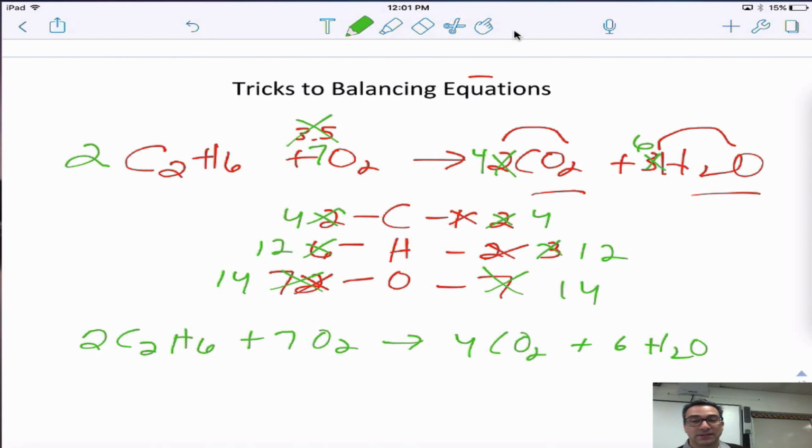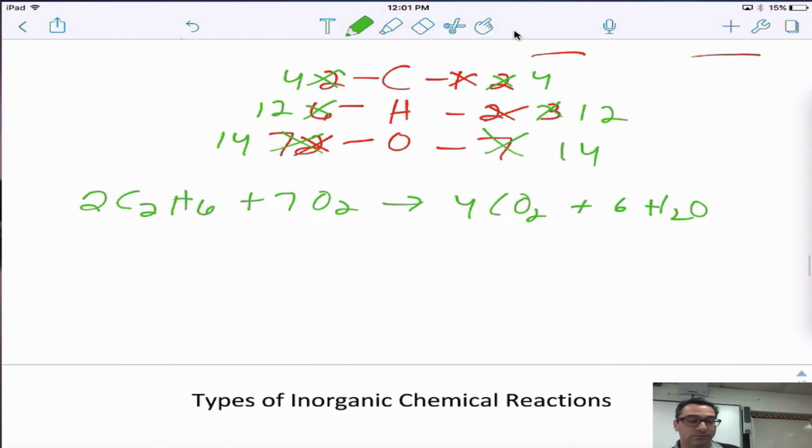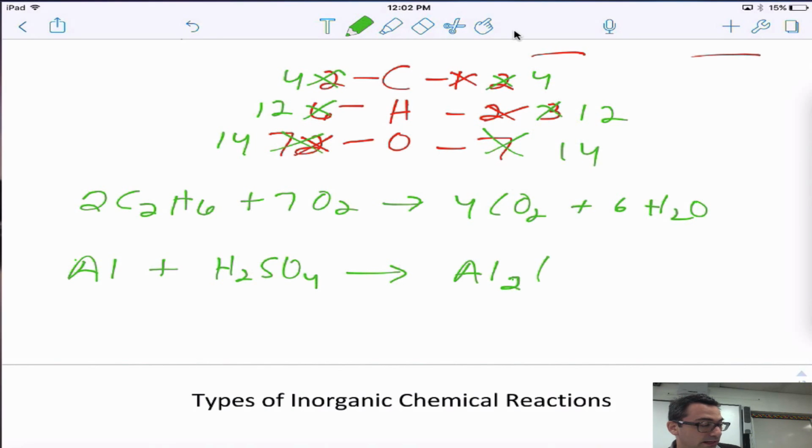Now, let's say that I have something with a polyatomic ion in it, and this is where knowing how to name compounds becomes important, because I'll give you the names and you'll have to write the formula. Something like if I were to give you aluminum plus sulfuric acid yields aluminum sulfate. So now knowing how to write that, so that would be Al2(SO4)3, and hydrogen gas. This is called a single replacement reaction.